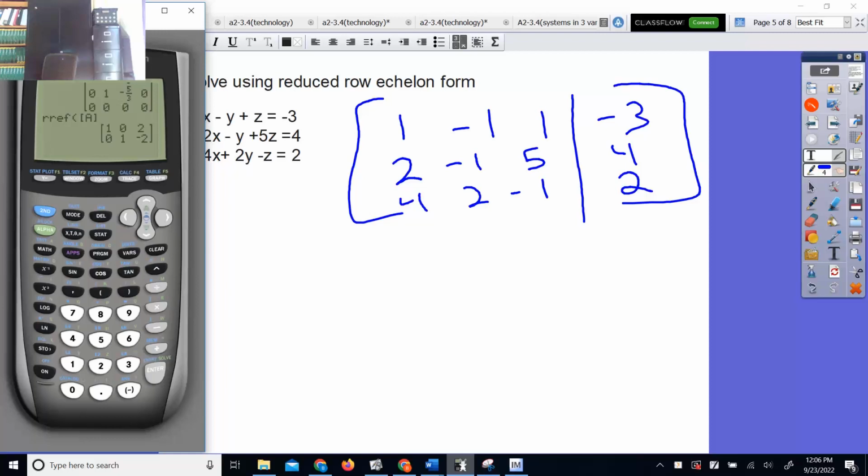How do you get into matrices again? Second. And then scroll to what? Edit. This particular matrix is not a 2x3. What is it? It's a 3x4. That's 3 rows, 4 columns. Overtype, press enter. And I'm not going to have time to go back and correct you if you get something different than me. If you get something different than me, you have a typo.